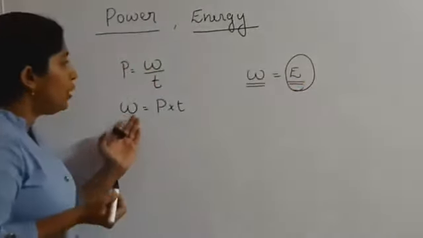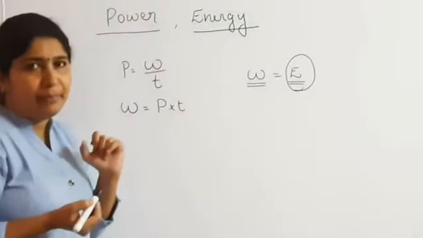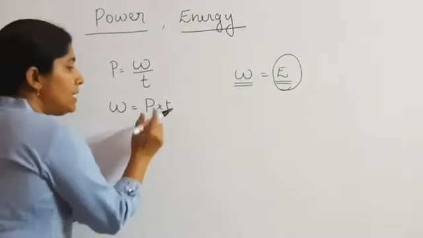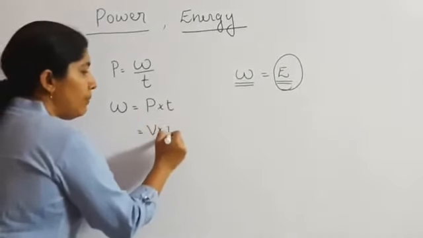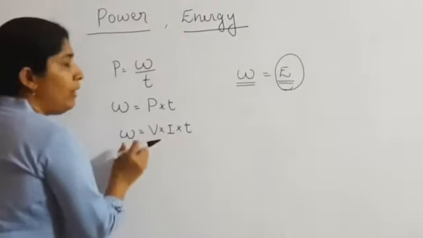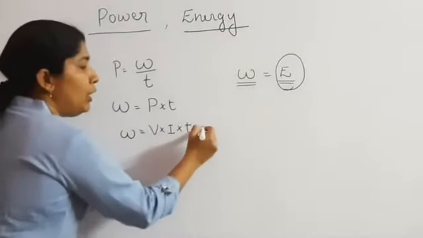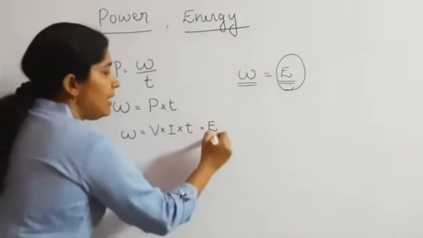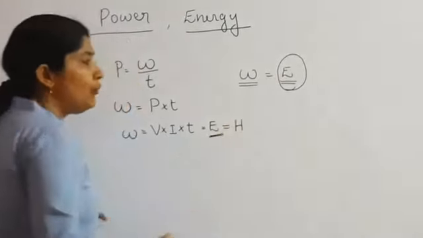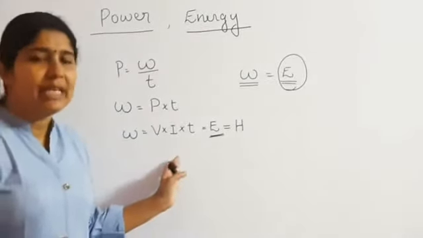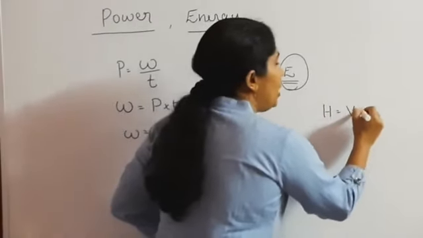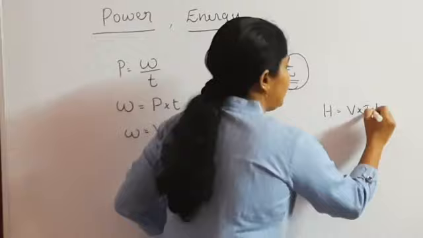Okay, then work is equal to power into time. We already studied the equation for the power. Power P is equal to V into I. Then V into I into T is the work done. Therefore, what about the energy? Energy is equal to VIT, and this energy is stored as heat energy. Then it is written as H. Therefore, the first equation for the heat energy: heat energy developed in a conductor, H is equal to V into I into T.